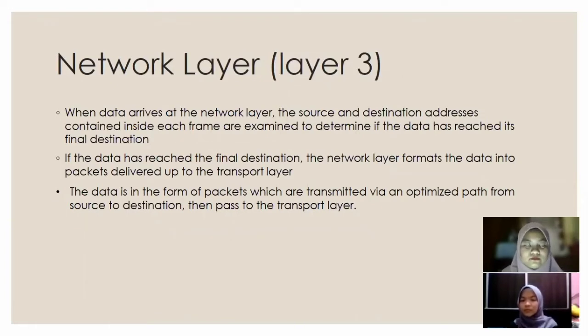Next, layer 3, network layer. When the data arrives at the network layer, the source and destination addresses contained inside each frame are examined to determine if the data has reached its final destination. If the data has reached the final destination, the network layer formats the data into packets that are delivered up to the transport layer. The data is in the form of packets which are transmitted via an optimized path from source to destination, then passed to the transport layer.